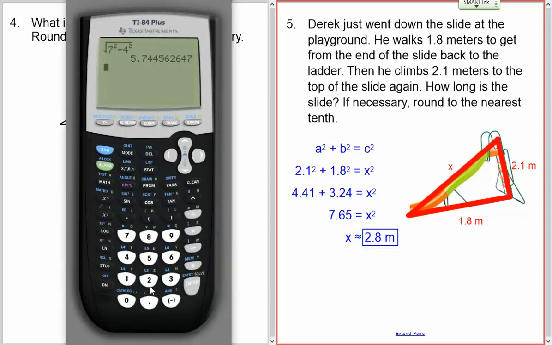So I used a lot of calculator. A lot of people will do 2.1 squared and write it down, and 1.8 squared and write it down. And then they add them, the 4.41 and the 3.24, and write it down. And then you take the square root of 7.65, and you get the length of the slide, about 2.8 meters. A nice little shortcut, but you can't really use this until you really get the Pythagorean theorem, is to take the square root of the leg squared plus the other leg squared. There it is, same answer.